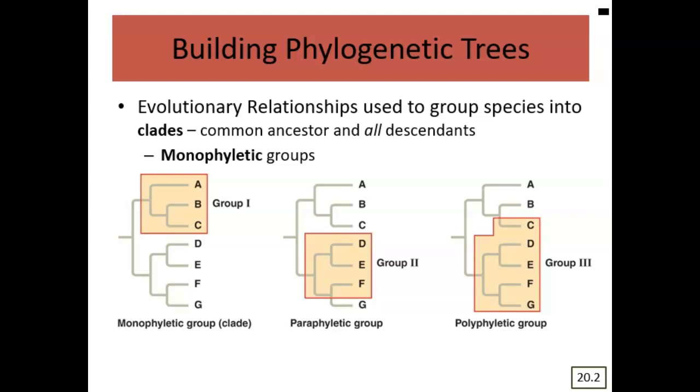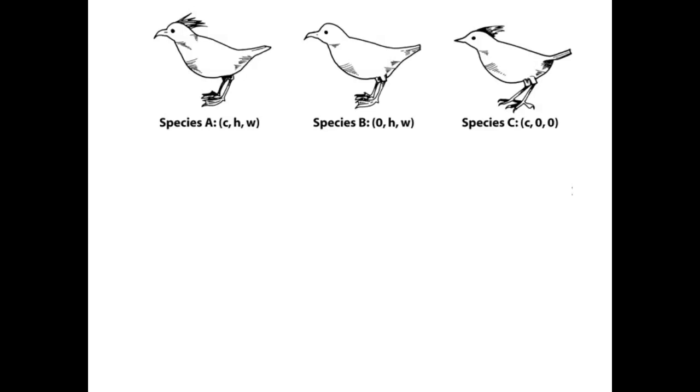Okay, we're going to continue to think about phylogenetic trees, and now we're going to think about how we would actually go about making one. To do this, we're going to use a hypothetical example here. Consider these three birds. We're going to consider these three birds to potentially be related to each other, but we might start to notice that they have some differences in their phenotypic characteristics.